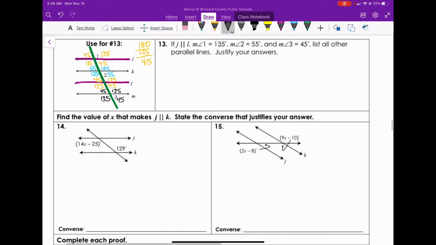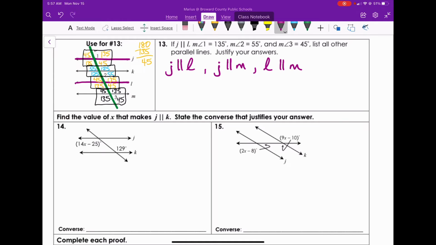Now, if we look, I'm going to try to put a box. If you want to do your circles. Now, the lines that have the same angle measures are the ones that are parallel. So the only line that's not parallel to anything else is line K. So all the lines that are parallel, they already said J was parallel to L. We could also say that J is parallel to M, or we could say that L is parallel to M. So M is also parallel to J and L, okay? And that would conclude number 13.